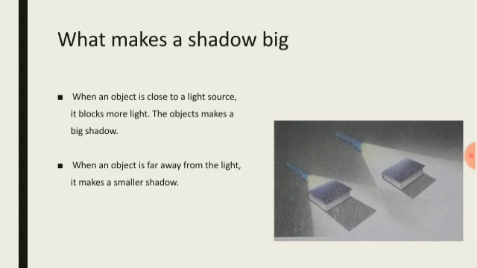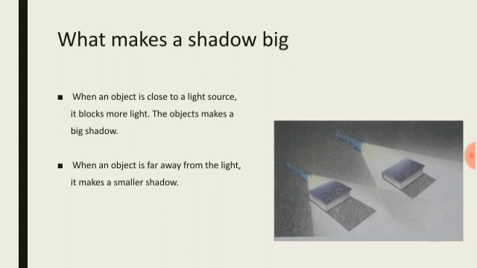Now, what makes a shadow big? When an object is close to a light source, it blocks more light. The object makes a big shadow. As in the picture, you can see easily. When a book is close to a torch, it blocks more amount of light. So, as the result of this blockage, the shadow which is made by the blockage of light is big.